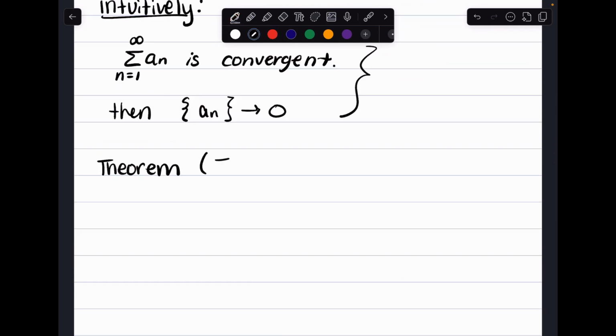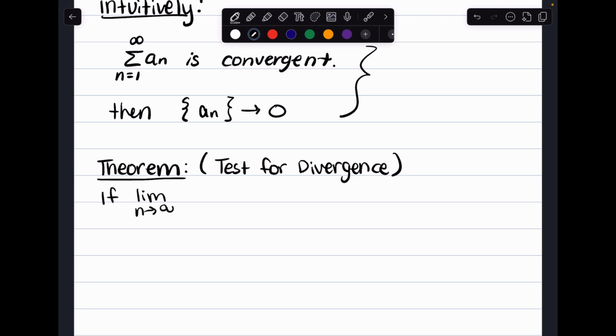And this theorem is going to be called the test for divergence. It states that if the limit as n goes to infinity of a sub n, the terms that we're adding in our series, is not equal to 0, then our series must diverge.